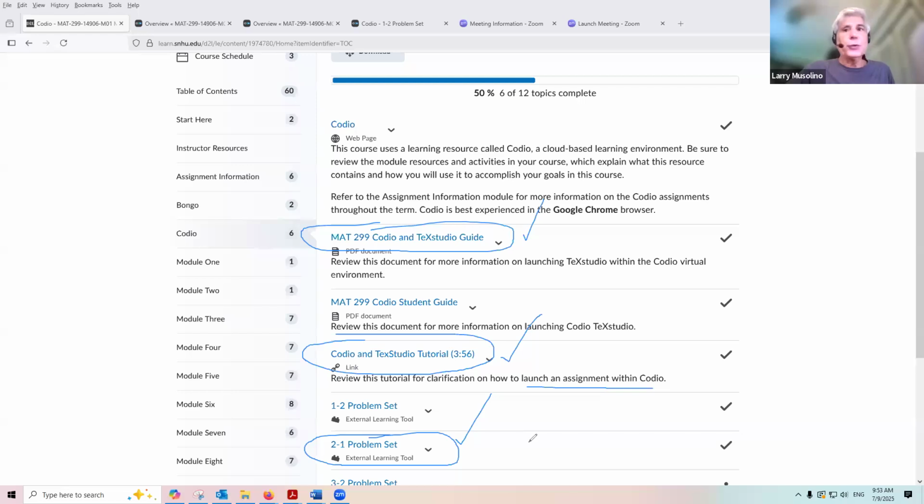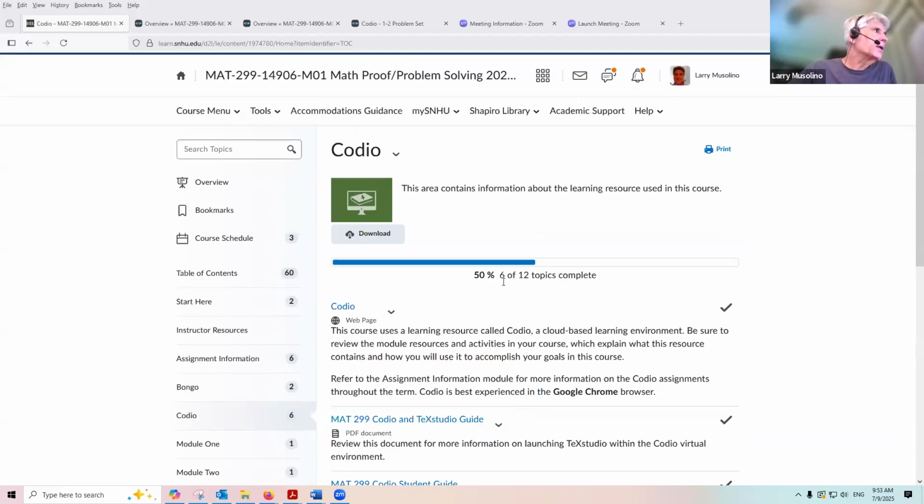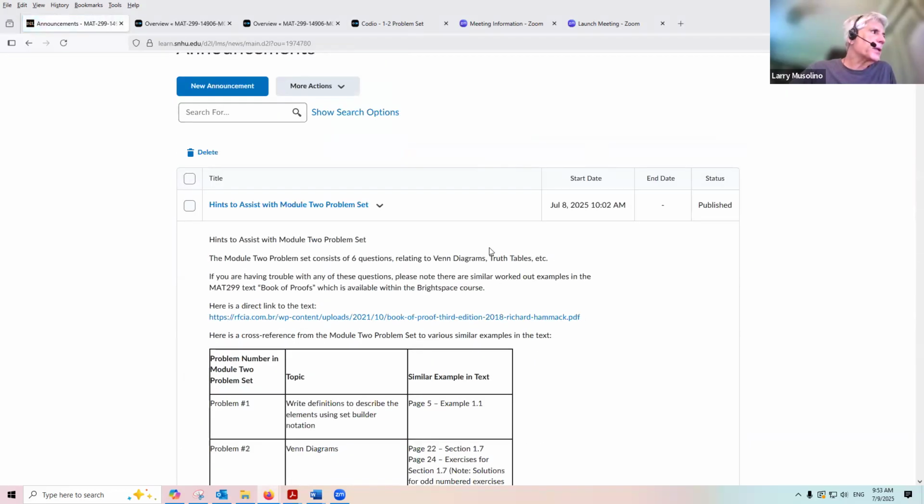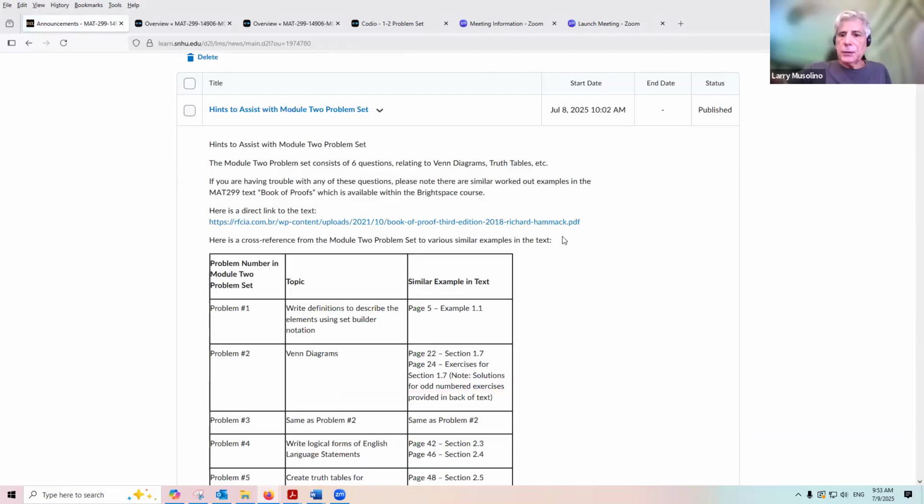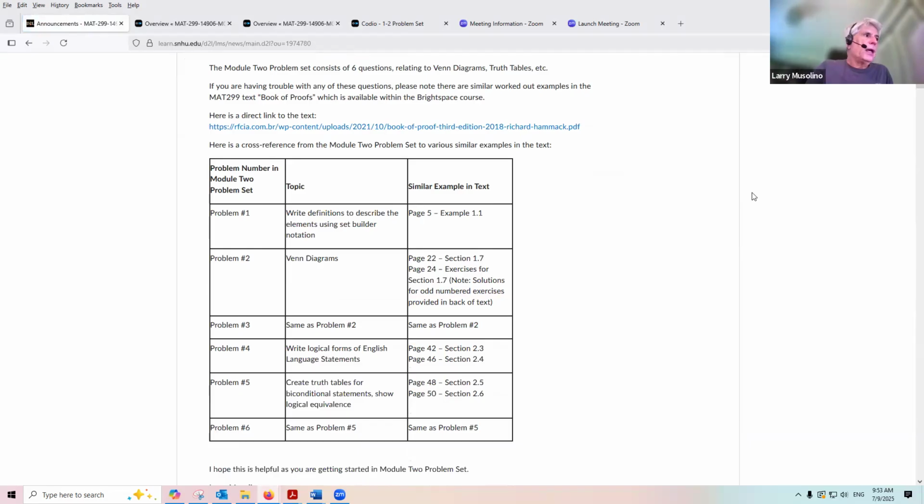All right, well, the Module 2 problem set is going to be 6 problems. By the way, if I go to course announcements, I posted some hints. Let me go there for a second. Let me go to announcements. And if you haven't seen this announcement yet, please check it out. Here is some hints. And if you notice, there's going to be a few problems where you're asked to construct a Venn diagram. So let me talk about that.